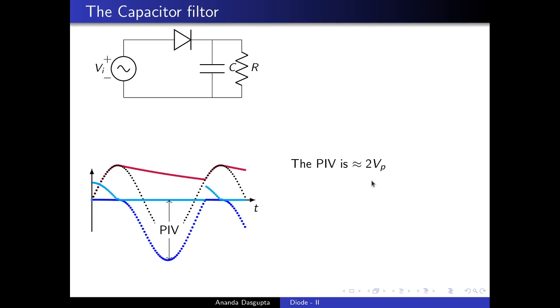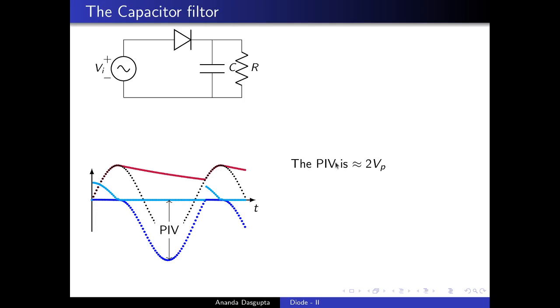Okay, now let us try to estimate how big the ripple, this drop from the peak to the lowest value, really is. Remember, as I'm saying over and over again, the first quarter cycle here is atypical. After that, the output is going to go from the peak to a slightly lower value, then it will charge up again to the peak, then discharge to a slightly lower value, then charge up to the peak.